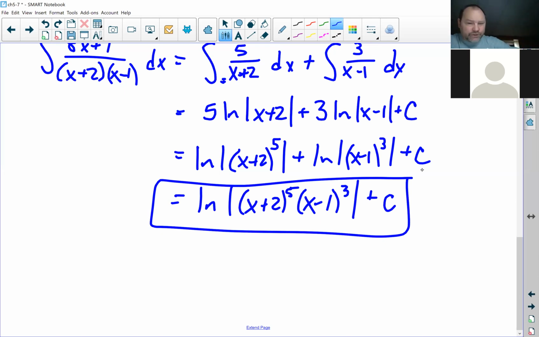So if you really want to check your work, take this original expression, take its derivative, and see if you get that 8x plus 1 over x plus 2, x minus 1. And again, I know, a lot of fun. I'll leave that fun for you to do if you're not sure that you can trust Mr. Gingrich.